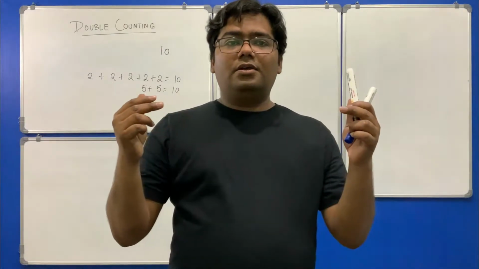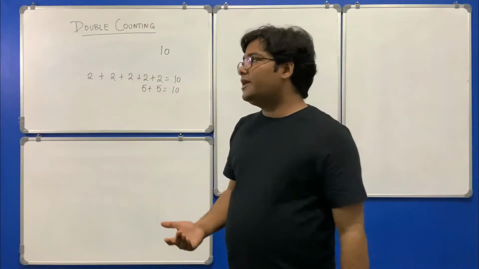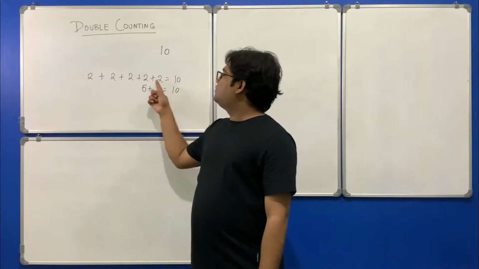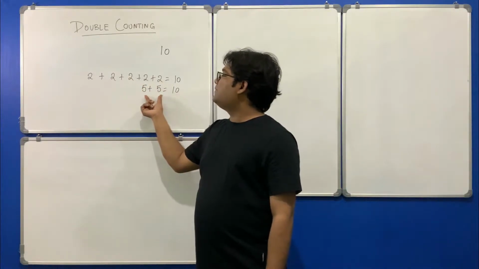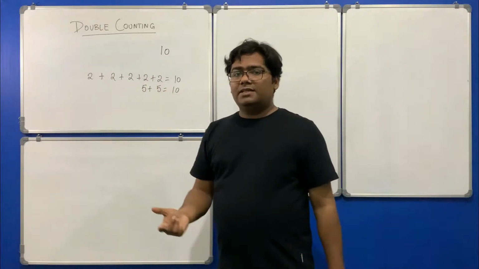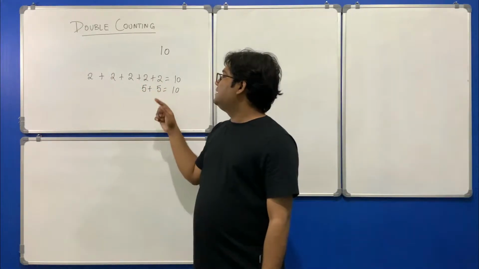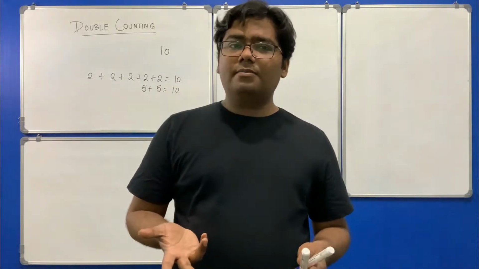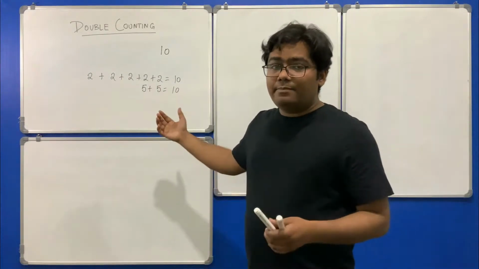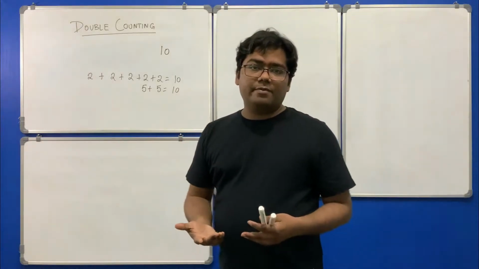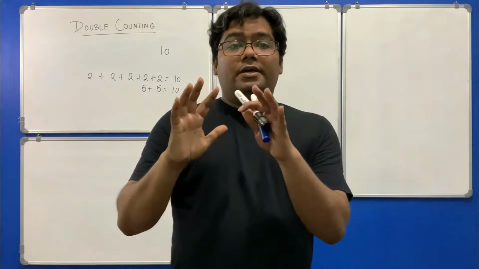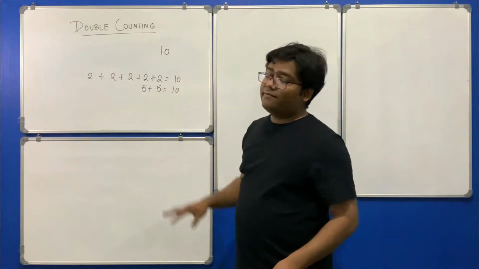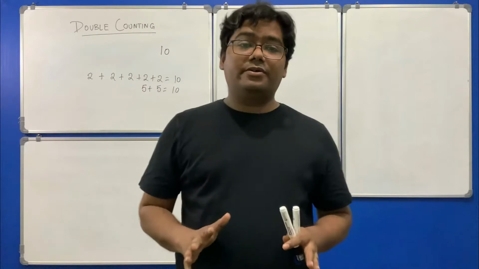So what did you gain from this? You gain from this probably the fact that 2 plus 2 plus 2 plus 2 plus 2 and 5 plus 5 are essentially the same things, that the sum of 5 2's is same as sum of 2 5's. Alright, so a very trivial example, but something to gain from there, right? Essentially the same idea is what you apply for double counting in combinatorics.